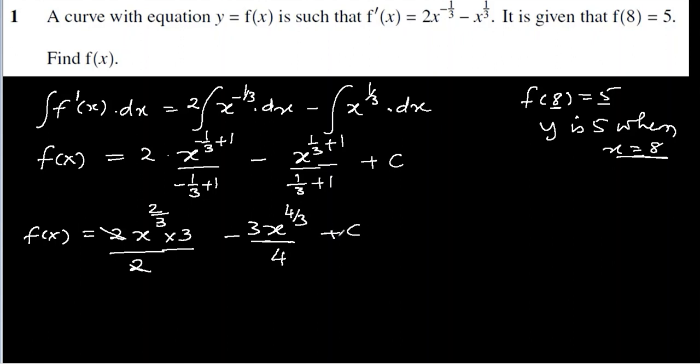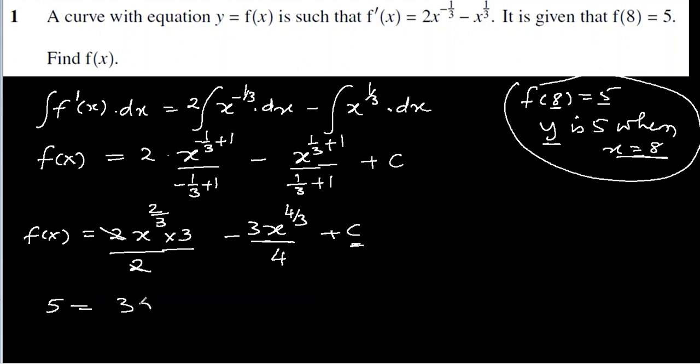Now the problem is that the equation of a function is not complete without evaluating c, and for that purpose they have given us this information. So we'll substitute this value here. y, which is f(x), is 5. So 5 equal to 3x to the power 2/3. x is how much? x is 8. So 8 to the power 2/3 minus 3 over 4, 8 to the power 4/3 plus c.